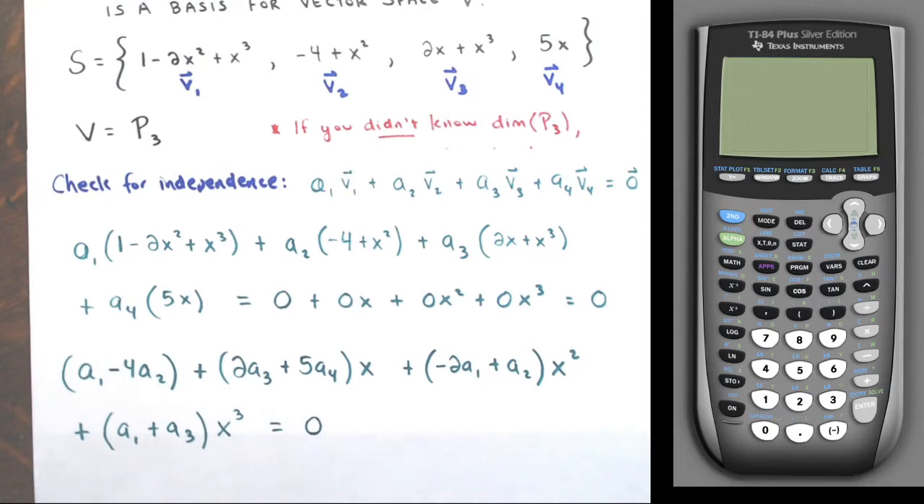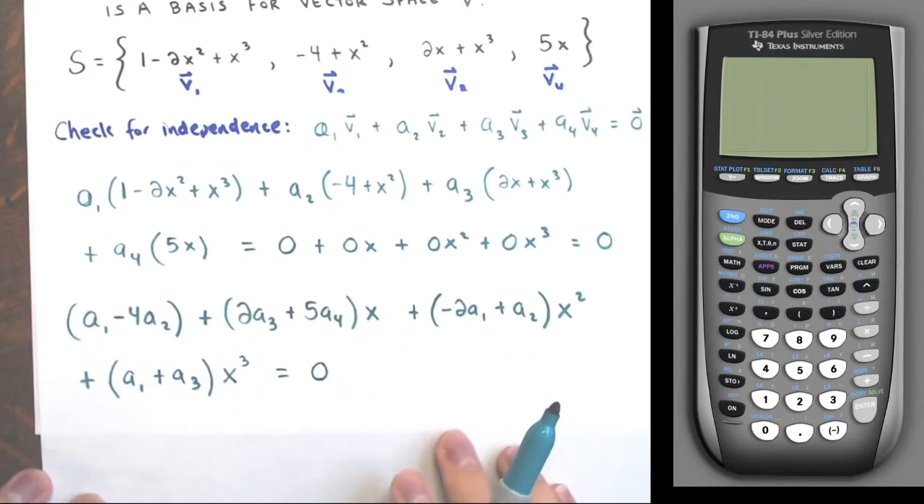Now, if you remember back from maybe algebra class, or intermediate algebra, or beginning algebra, or pre-calc even, the only time a polynomial is going to be equal to the 0 polynomial, which is the 0 vector here, is when all the coefficients have to be 0. Do you see what I said earlier?